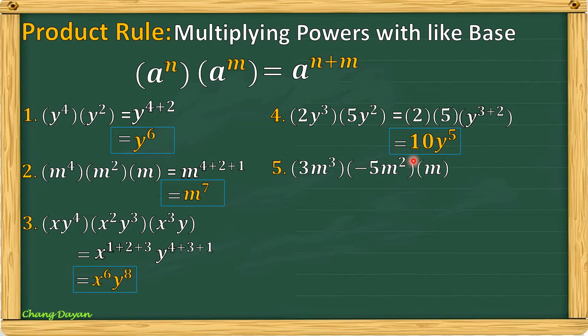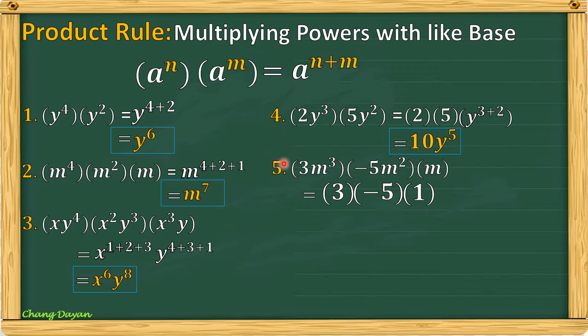Next example. 3m cubed multiplied by negative 5m squared multiplied by m. So here, multiply muna natin ang mga numerical coefficient. Dito, ang numerical coefficient ay 3. Dito ay negative 5. Samantalang dito, kapag walang numerical coefficient, meron niyang invisible numerical coefficient na 1. So, we'll have 3, negative 5, and 1.